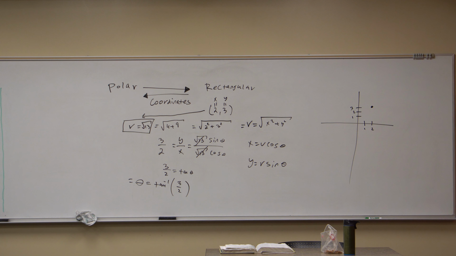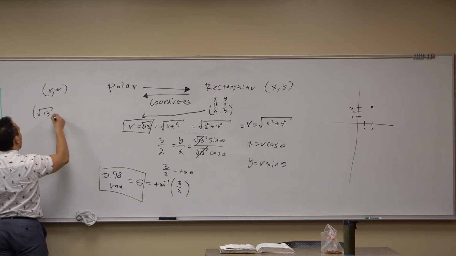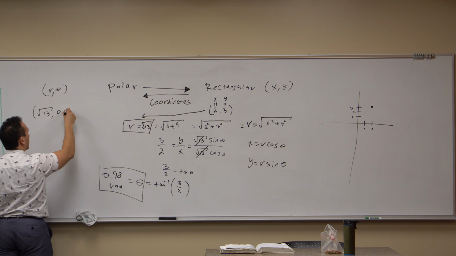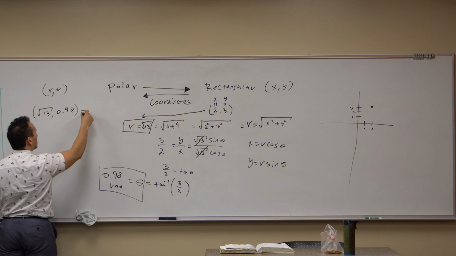I know my r is root 13, and my theta is this 0.98. So this is equivalent to that 2, 3. They are somehow describing the same point. It is not an equation because root 13 is not equal to 2. You know, we can't set them equal to each other component-wise. But we have now established a bridge between polar and rectangular.